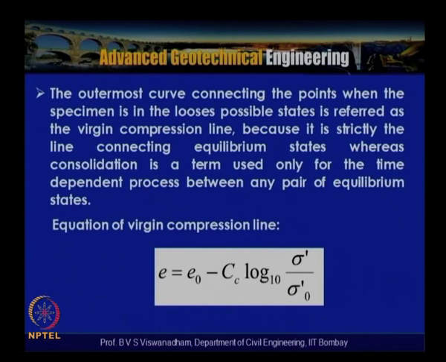The equation for the virgin compression line is given by e equals e naught minus Cc log to the base 10 of sigma dash by sigma naught dash. So the outermost curve connecting the points when the specimen is in the loosest possible states is referred to as the virgin compression line rather than the virgin consolidation line. The reason is that it connects equilibrium states, whereas consolidation is the term used only for the time-dependent process between any pair of equilibrium states.